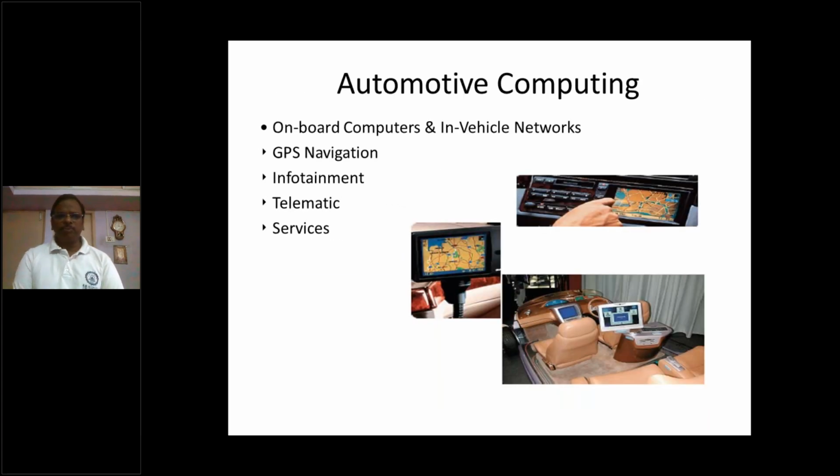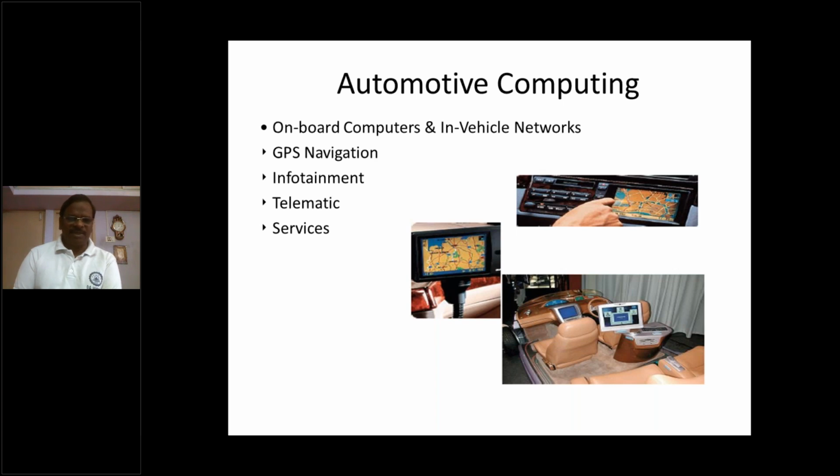Then automotive computing: onboard computers and in-vehicle networks are available. In-vehicle networks are mostly utilized nowadays. In the car itself, in your vehicle itself, some controlling mechanisms are utilized. So these are all GPS navigation systems. GPS navigation systems are exactly carried out.